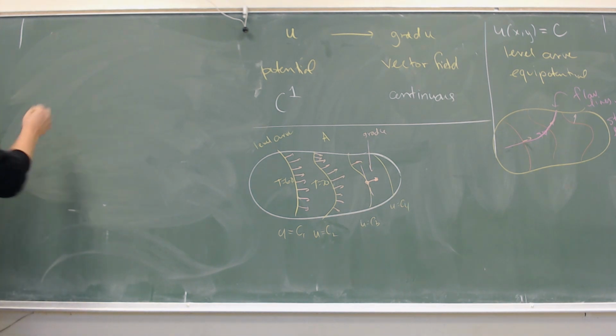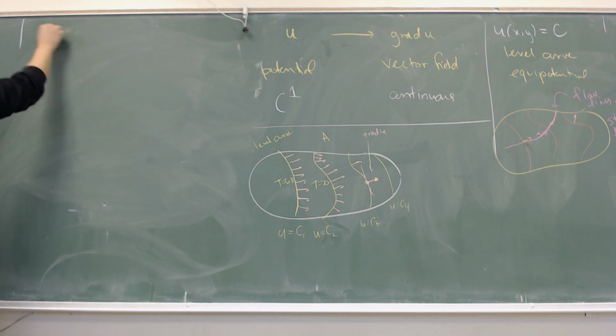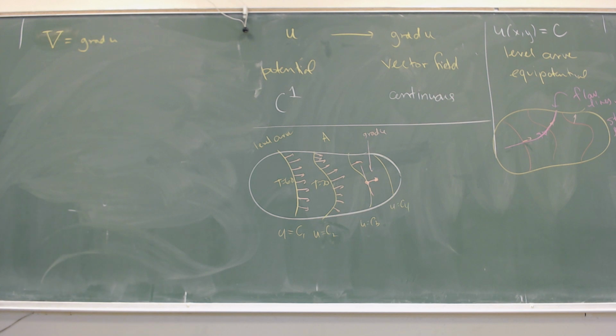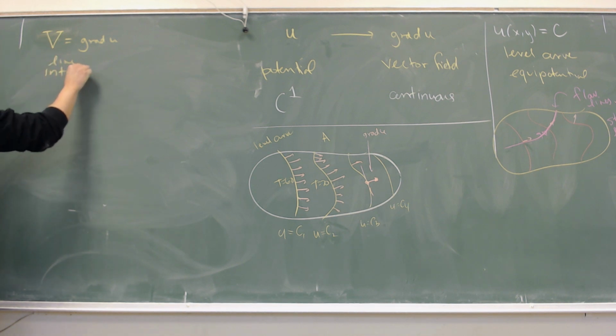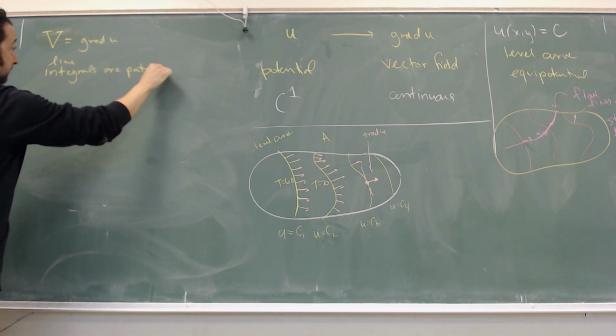So one thing that happens when you have the setup that you've got some vector field V, which is equal to the gradient of a scalar field U, is that it comes with a bunch of really nice properties. One thing you get is that line integrals are path independent.